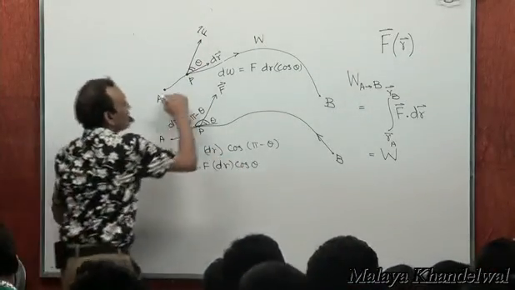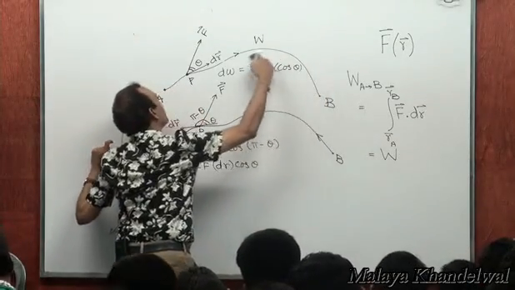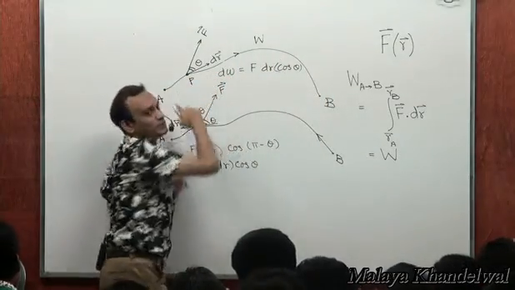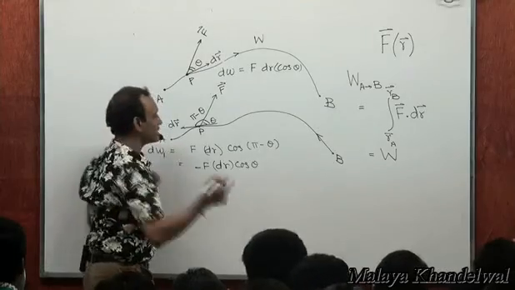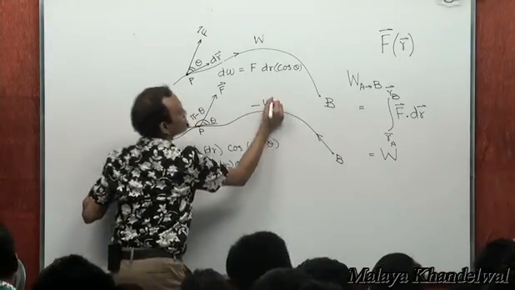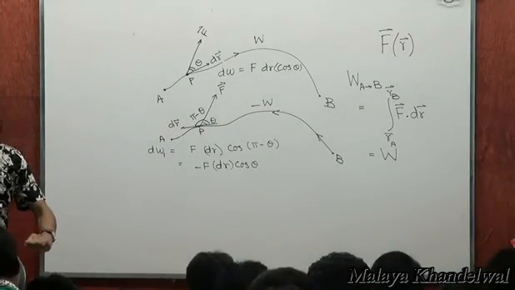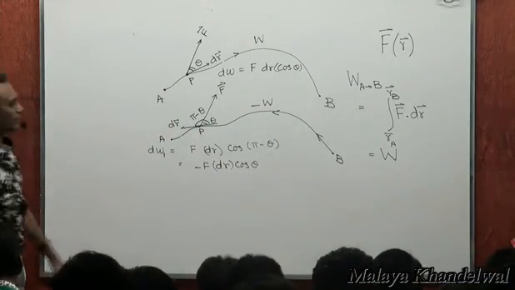Right? Therefore, if the work done from A to B along this trajectory was W units, then from B to A along the same trajectory, the work done must have been minus W units, right? So the work done from B to A is minus W joules. Minus W joules must have been the work done from B to A. Right.